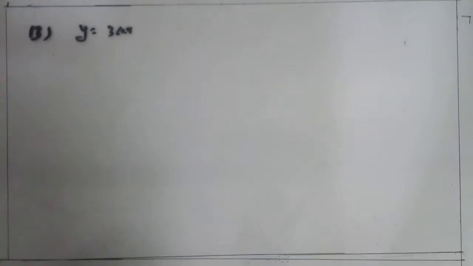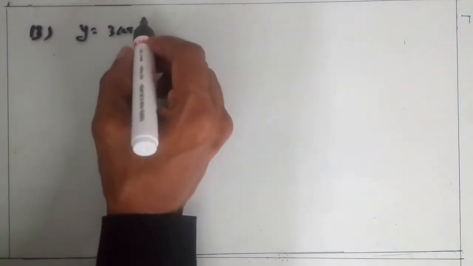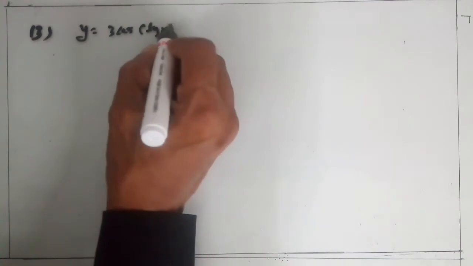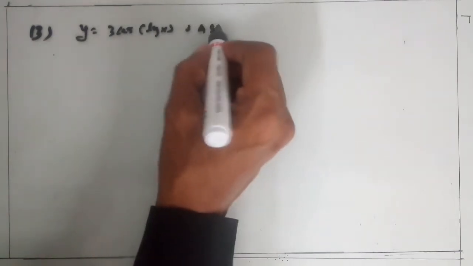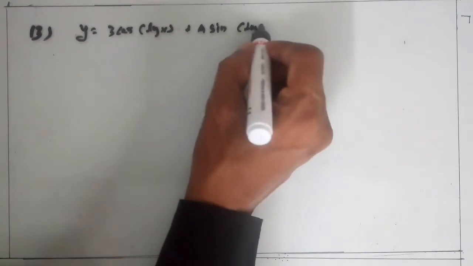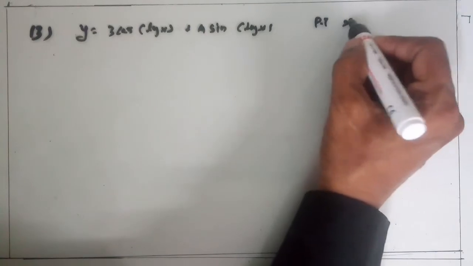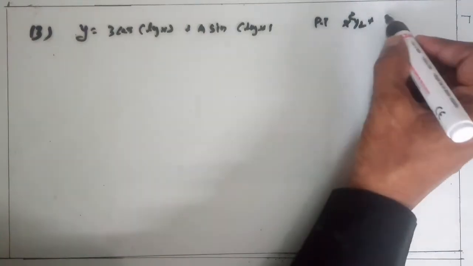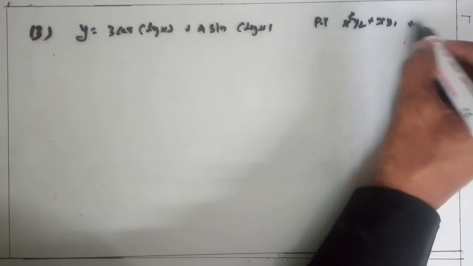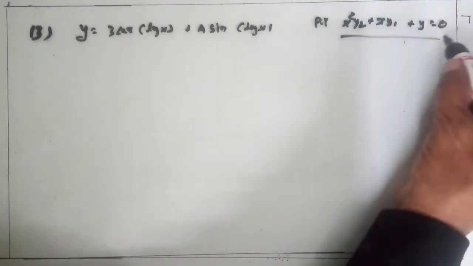Students, in this lecture, we solve a remaining question of exercise 5.7. Question number 13. If y is equal to 3 cos(log x) plus 4 sin(log x), then show that x² y₂ plus x y₁ plus y is equal to 0. Prove this.